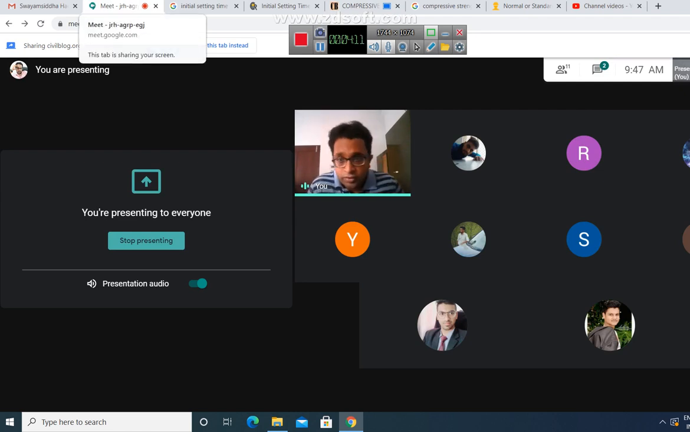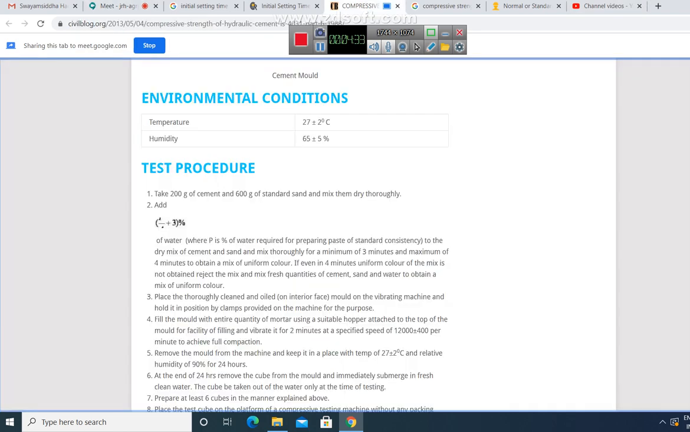Now the question is, what is meant by standard consistency? After determining the compressive strength of cement, the next test which we are going to study is about the standard consistency. So even if you don't understand what is meant by standard consistency at this point, it is okay. I will be discussing it today itself.